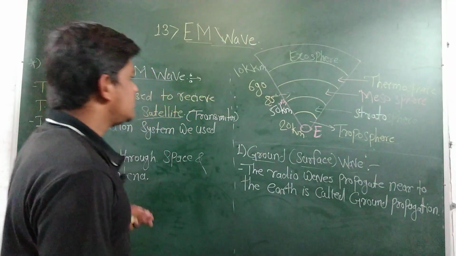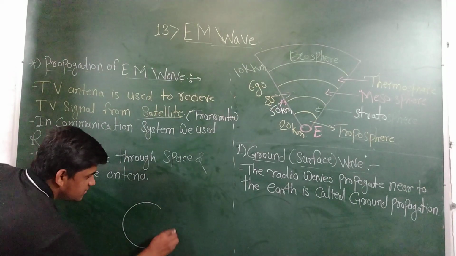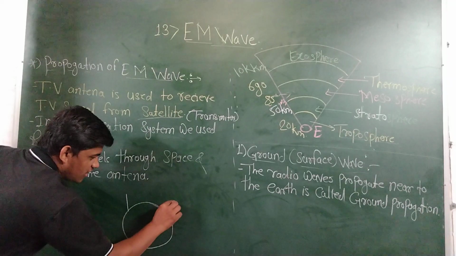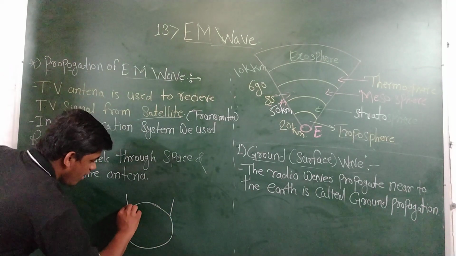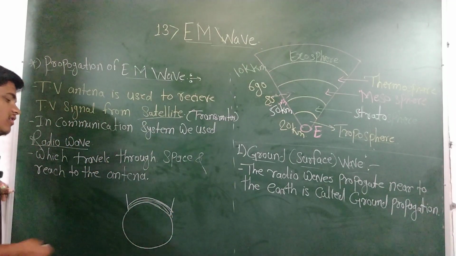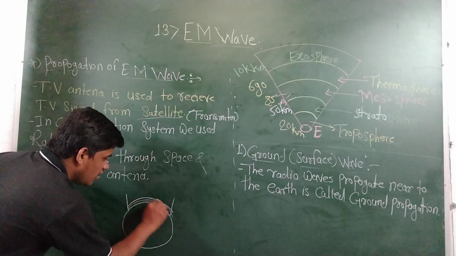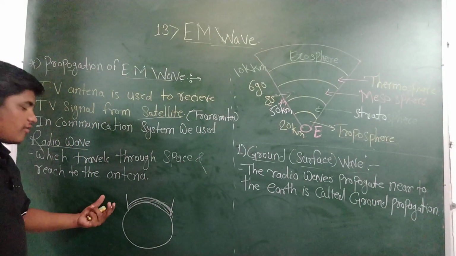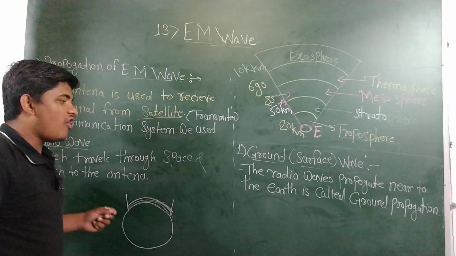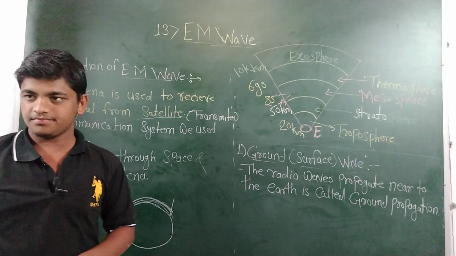Consider this is the earth. I will draw a diagram here. This is our earth, not exactly the earth. Then this is the transmitter and this is the receiver. The waves will pass closer to the earth's surface. This is not exactly the diagram used in your textbook, but they are passing closer to the earth's surface from the transmitter or from the satellite to the receiving antenna. This propagation is called ground wave propagation or surface wave propagation.